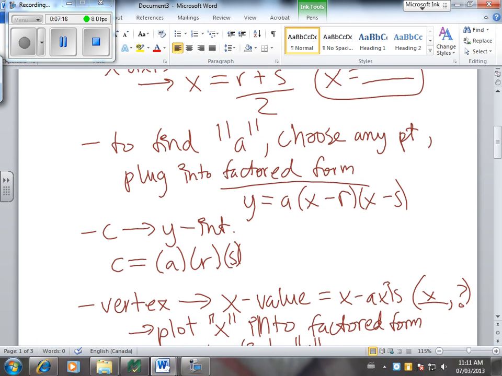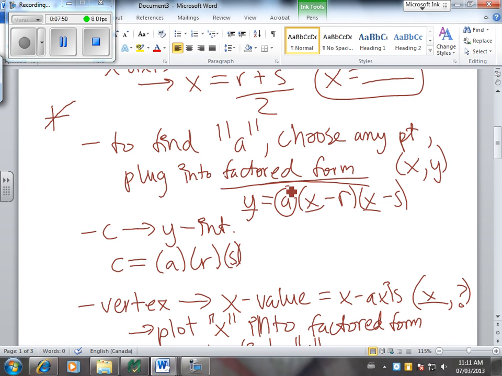To find a, you can choose any point, as long as it's a point that crosses through an intersection perfectly. Usually we will choose the y-intercept. Sometimes you can't see that, and we saw an example of that in the notes. Then you plug that into your factored form. So you'll choose a point x, y, put your y here and your x in there, and solve for a.